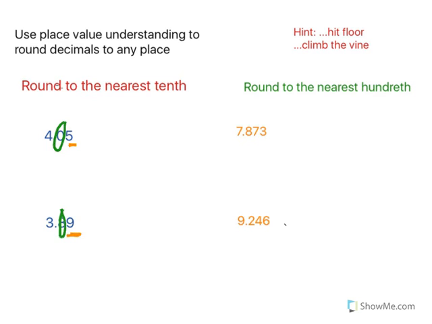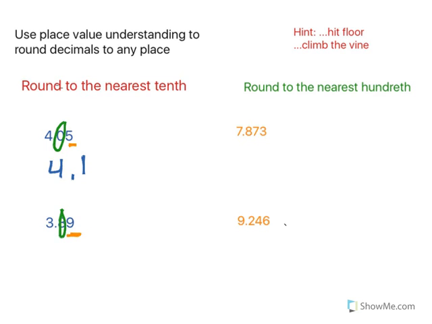So we look at the first one and it's a 5. So we look at our hint. Hit the floor, climb the vine. Okay, so 0 to 4, hit the floor. 5 to 9, climb the vine. 5 is in the range of 5 to 9, so we're going to climb the vine. So our answer is going to be 4.1 because 1 more than 0 is 1.